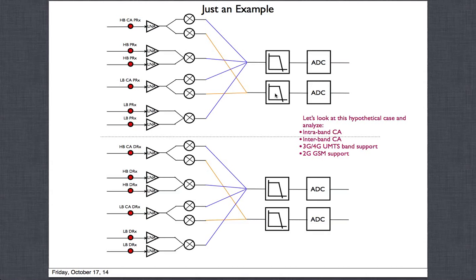If you have the primary support, you also need to have the diversity support. So this shows this, the high band carrier aggregation with diversity. Okay, the same thing copied over.